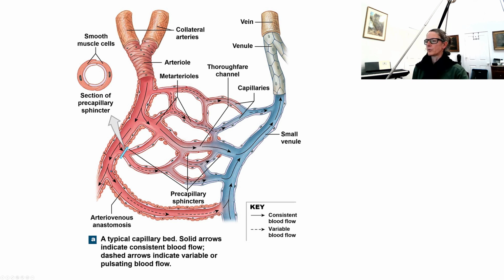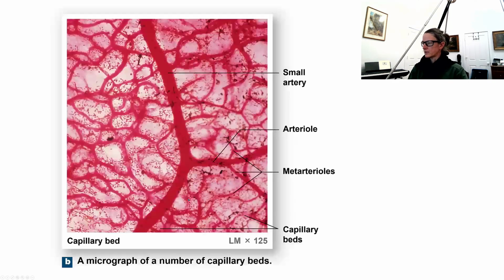We also sometimes will have these arteriovenous anastomoses, which are direct bypasses that go from the arteriole to the venule. And so if we look at this, we've seen one of these pictures before from a different textbook. And here we have a small artery perfusing an arteriole, which will then perfuse these metarterioles that are going to be regulating the blood flow into the capillary beds, which are smaller still.